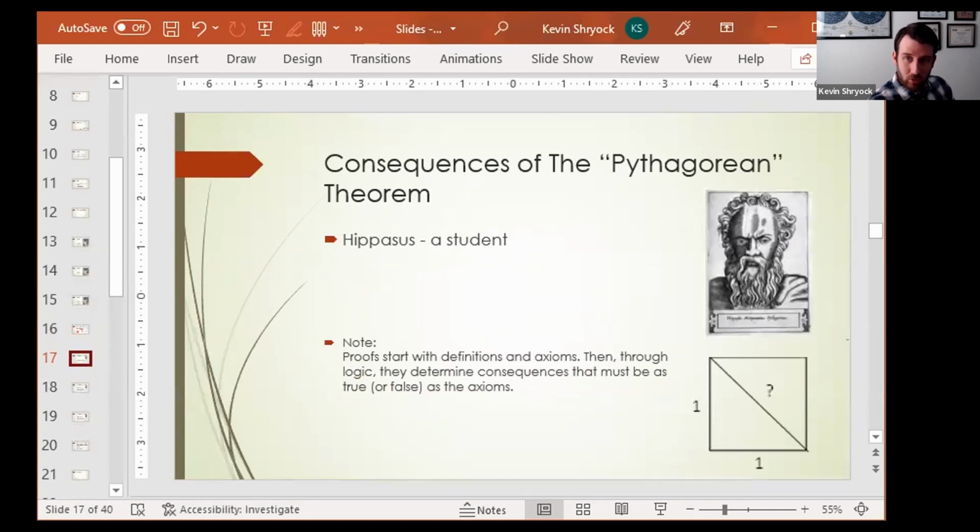To show you what ended up happening with Hypatius, we're gonna have to start stepping into the realm of formal proofs. And so understand that proofs start with definitions and axioms, and then they're gonna do nothing but logic. And we're going to look at consequences that happen as a result of that. And whatever consequence we get to has to be as true or false as what I started with, if I did good logic. That's the entire theory we're playing with here.